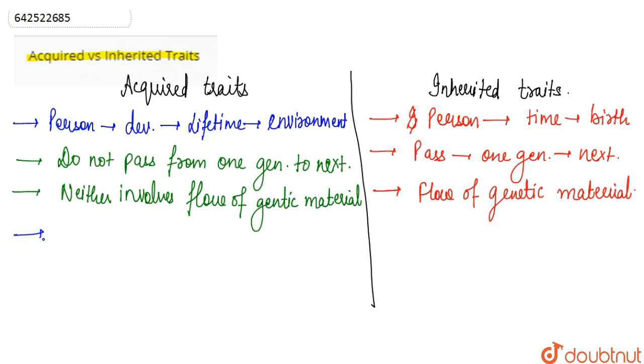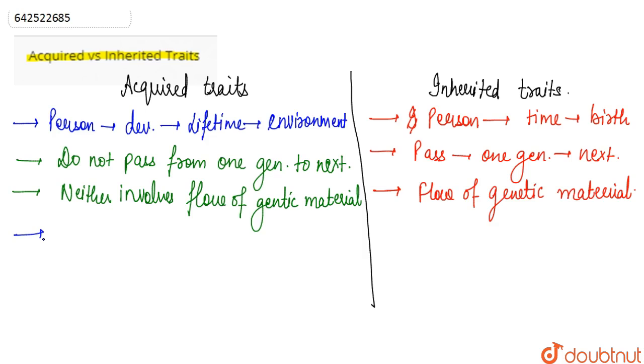So these are the traits that an individual acquires during their lifetime. That's the acquired traits. And it is not that if one of the parents has those traits, it will surely pass on to the next generation, to their progeny, because these traits are not coded by any sort of gene.